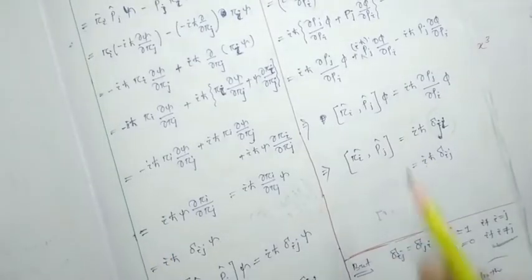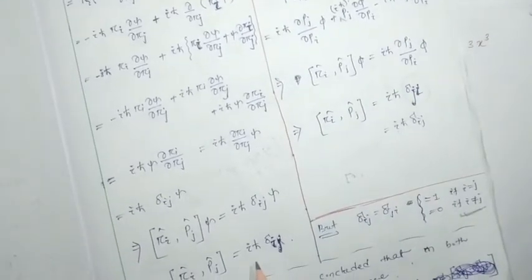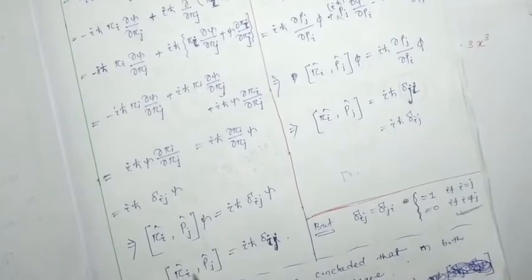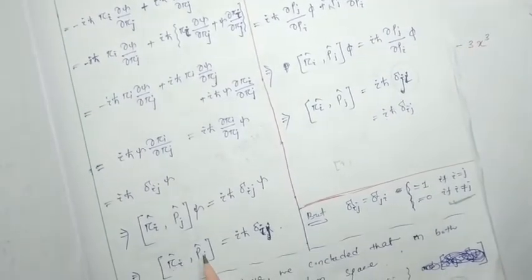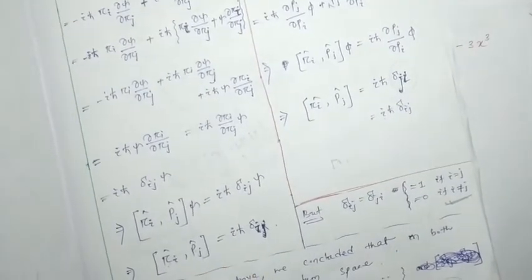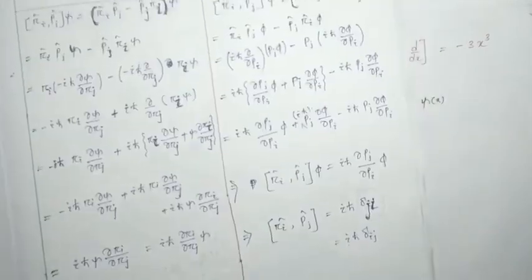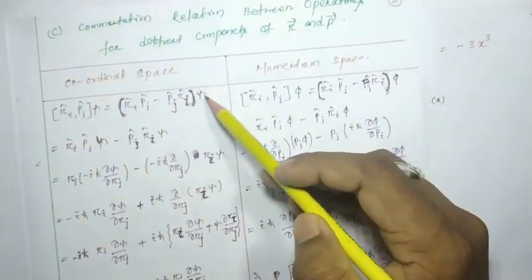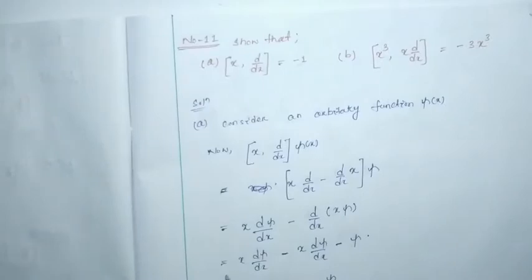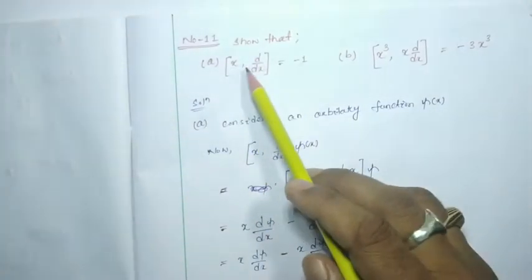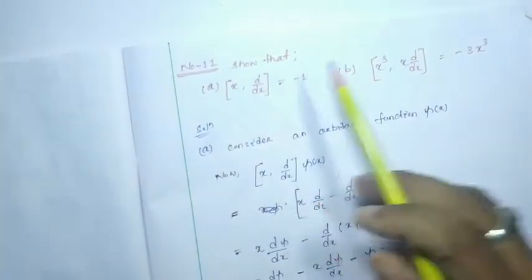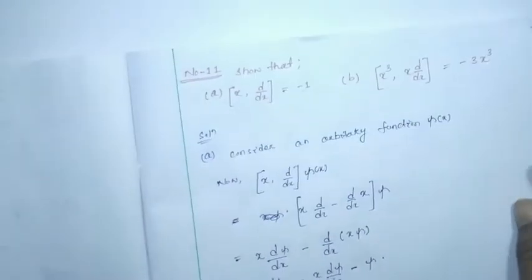But position and momentum follow one rule, that [Ri, Pj], or [Ri, Pi], will be equal to iħ, and others will be 0. These things have been solved by considering an arbitrary function. Likewise here, as we have two operators, we have to consider an arbitrary function psi(x).